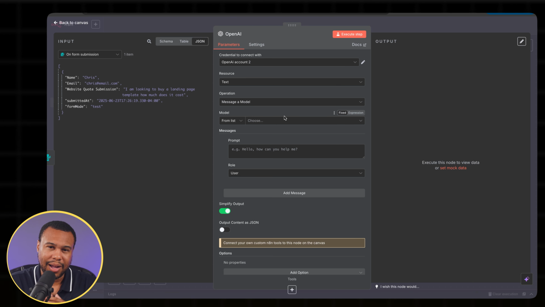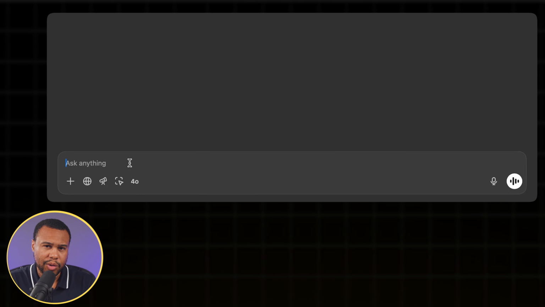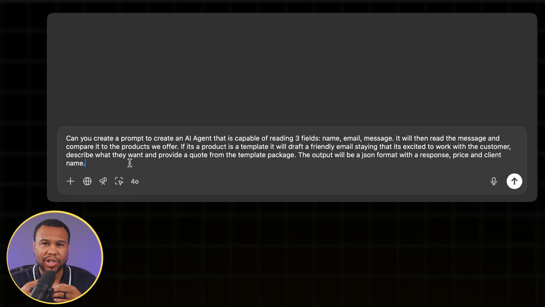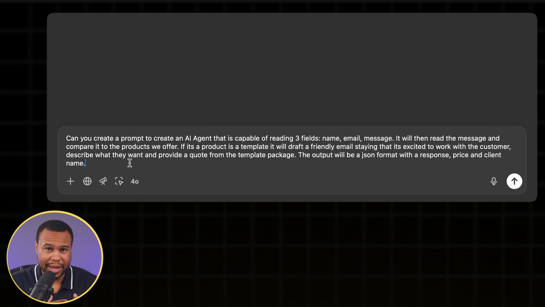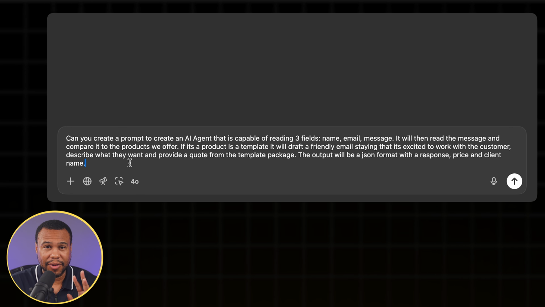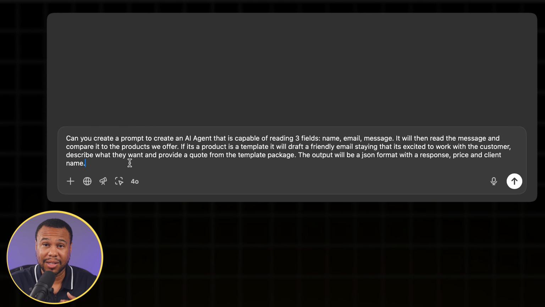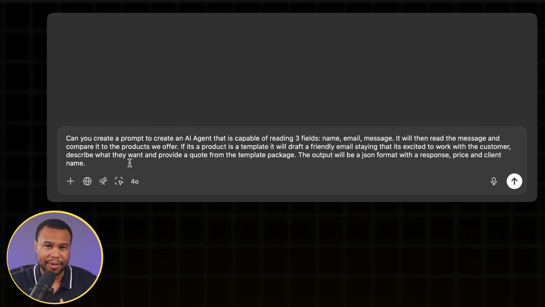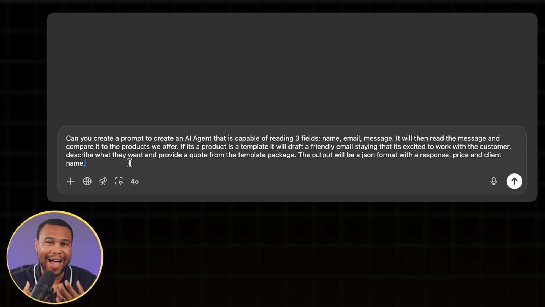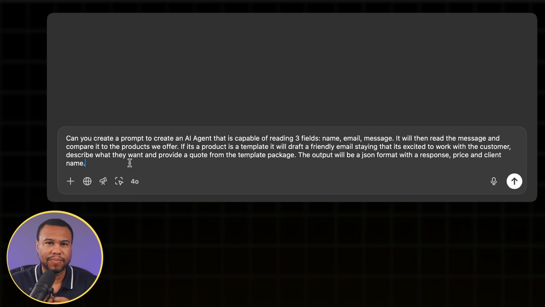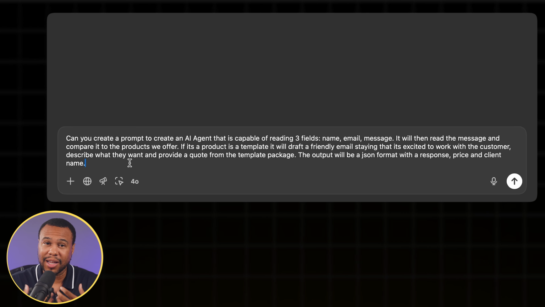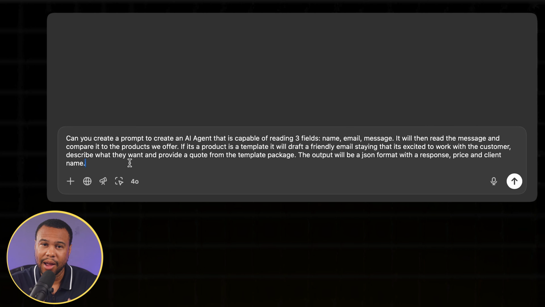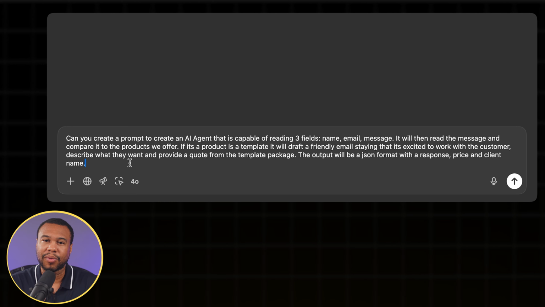Now we need to create the custom agent. We're actually going to use ChatGPT to help us create this. So what we're going to do is use this prompt. We're going to ask ChatGPT to create an AI agent that's capable of reading 3 fields: the name, email, and a message field. Then it also needs to be able to compare the message to the products we offer. If it is a template, then we're going to ask it to draft a very simple, friendly email saying that we're excited to work with them, describe what they're asking for, and then provide them with a quote.